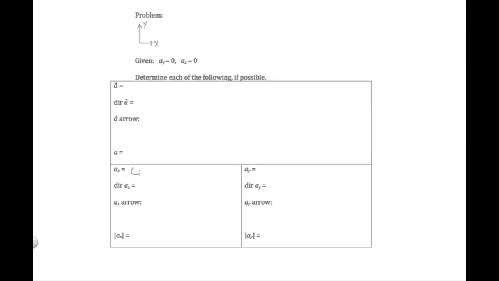Please pause the video and try this problem. Okay, well, this should be a super easy question. I'm just covering this for completeness. Here we have that both components are 0, so it should be very easy to fill out this table. Both of the components are 0. That means that each of them has no direction and no arrow. And the magnitude of each component is 0. And I hope it was apparent to you that that means that the magnitude of the overall vector is 0. And therefore the overall vector has no direction and no arrow.